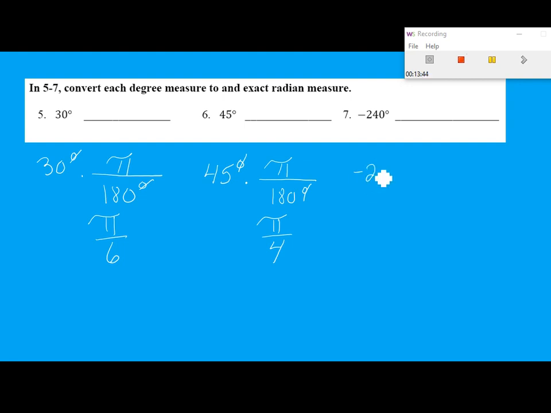Negative 240, I'm going to do the same thing. I need to get rid of the degrees, so I've got 180 down there. I've got pi up there. Cancel the degrees out. Run this through your calculator or your brain, and you're going to get negative 4/3 pi. So guys, to convert from degrees to radians, notice that degrees were on bottom, radians on top.